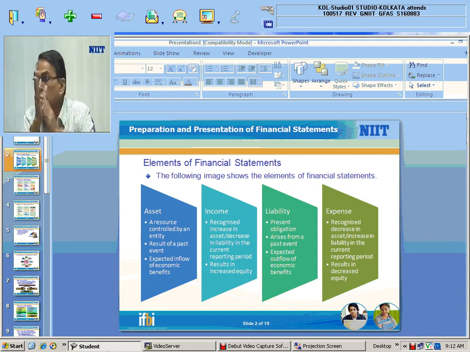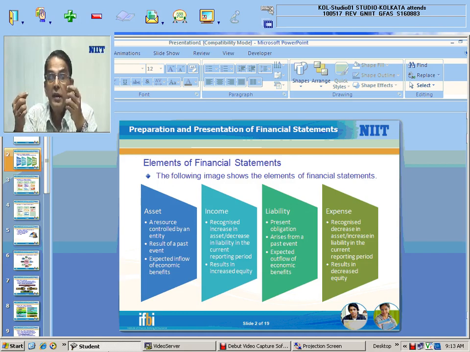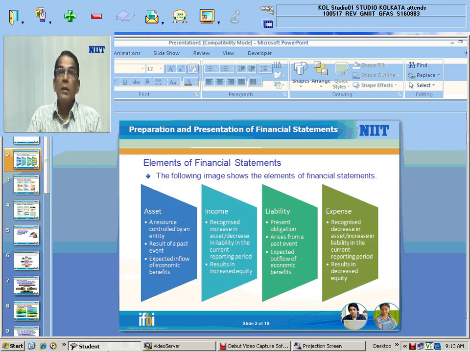Then we come to the 4th element of the financial statement, which is expense. It is the recognized decrease in asset or increase in liability in the current reporting period and results in decreased equity. Income results in increased equity. Expenses result in decreased equity.